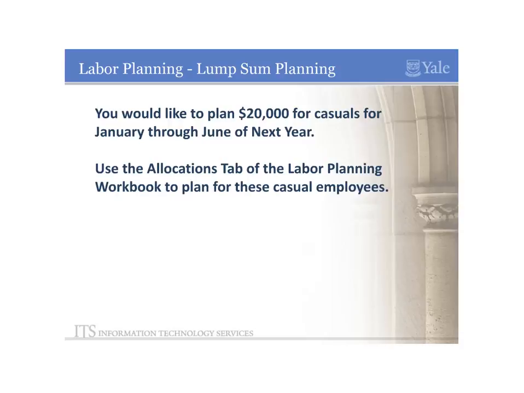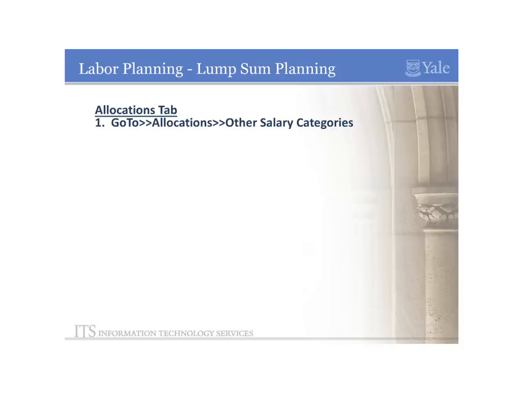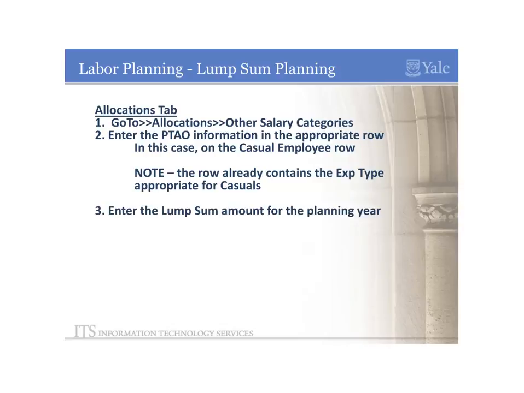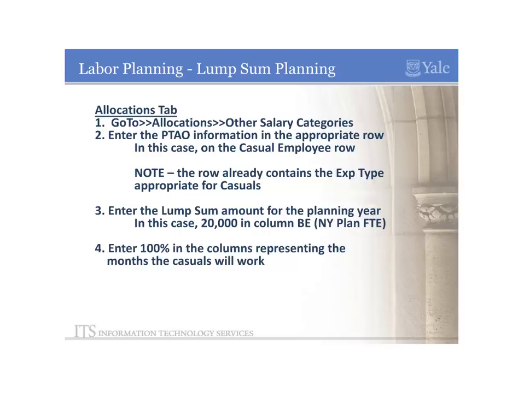Assume you plan to spend $20,000 on casuals from January through June of next year. You'll use the Allocations tab of the Labor Planning Workbook to plan for these employees. We'll navigate to the Other Salary Categories section of the Allocations tab to complete the following tasks. Enter the PATAO information in the casual row. Enter $20,000 for the lump sum amount. And enter the allocations in the appropriate months.